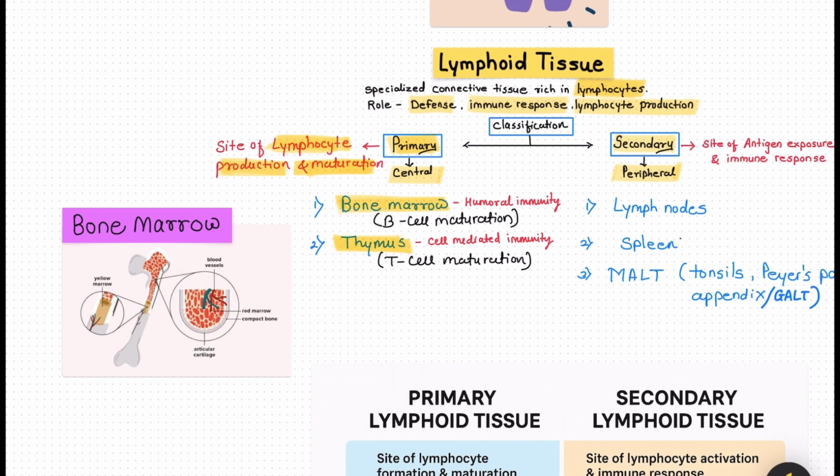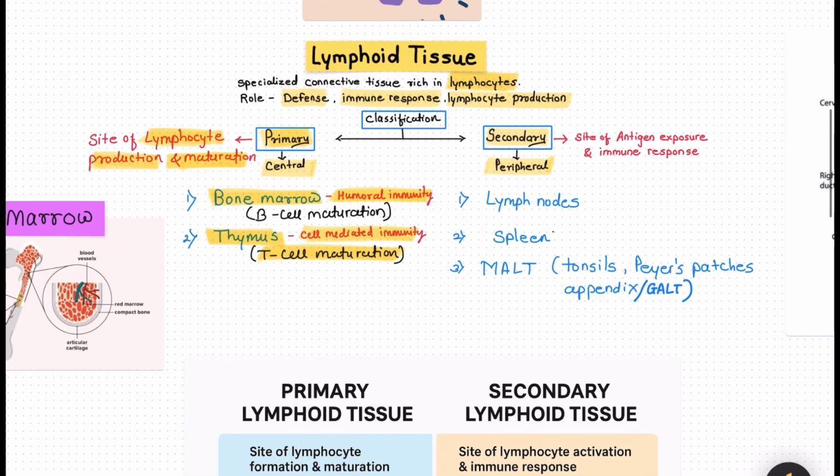In bone marrow, B cells and T cells both are produced, but B cells get matured in bone marrow, which are responsible for humoral immunity. In thymus, T cells get matured, which are responsible for cell mediated immunity. Okay, so these are important things to remember.